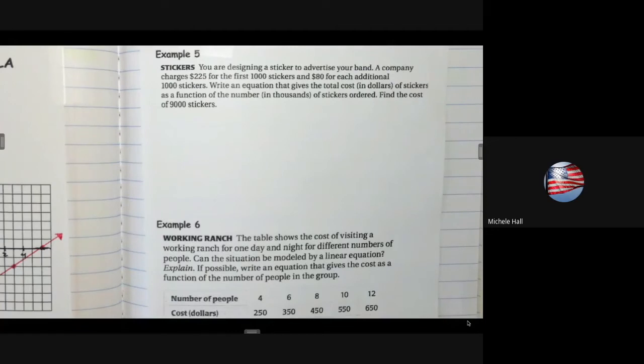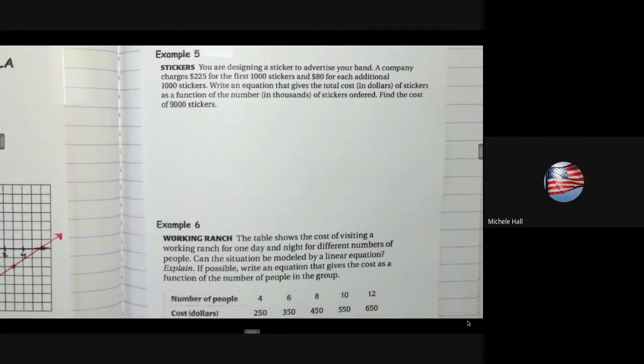Example 5. You are designing a sticker to advertise your band. A company charges $225 for the first 1,000 stickers and $80 for each additional 1,000 stickers. Write an equation that gives the total cost in dollars of stickers as a function of the number in thousands of stickers that are going to be ordered. Find the cost of 9,000 stickers.